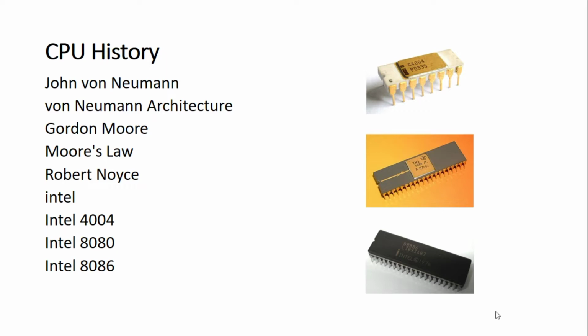Gordon Moore. Moore predicted that the number of transistors that would fit on a computer chip would double every year. He is also the author of Moore's Law.